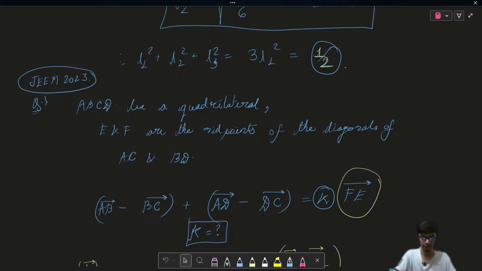Today we're going to learn about another important concept in vectors, that is the product of two vectors. In today's class, we're going to see how we take the product of two vectors and what the different methods are, and also we're going to explore the geometrical implication or meaning of the product of two vectors. So, let's get started.